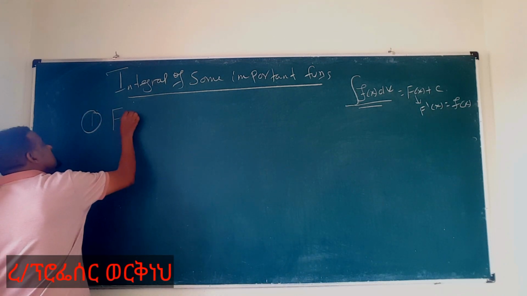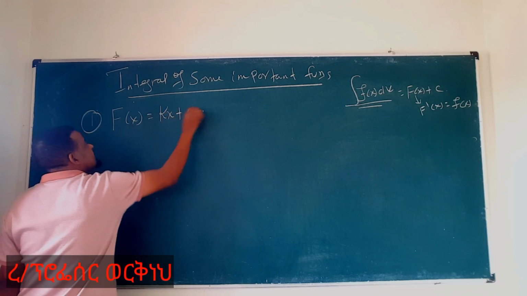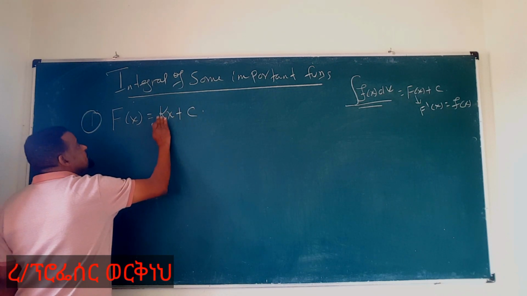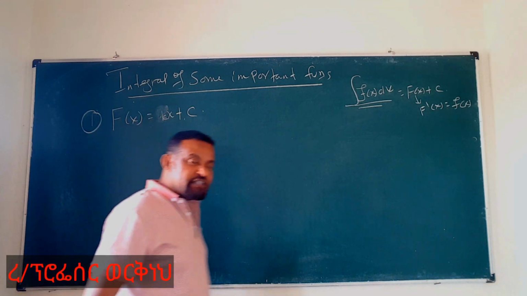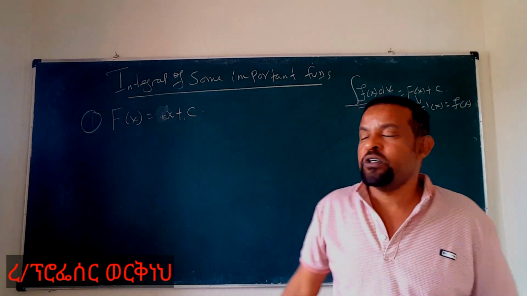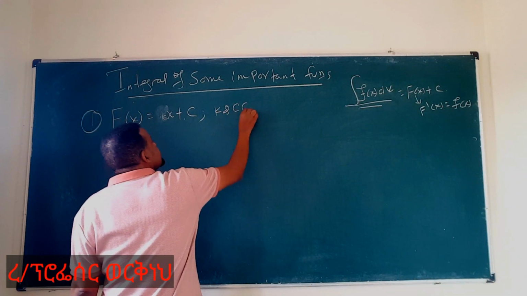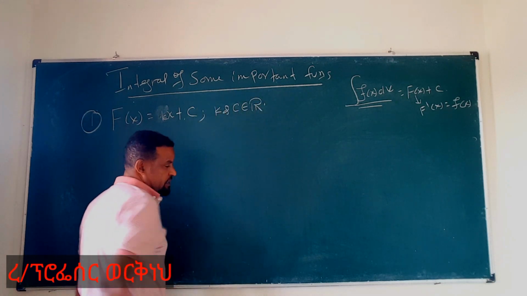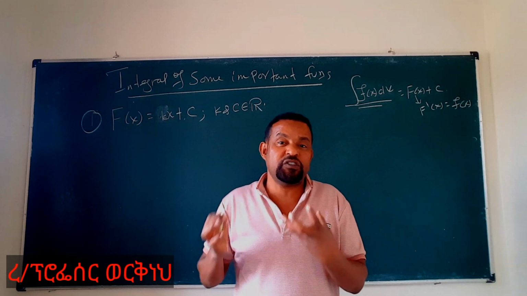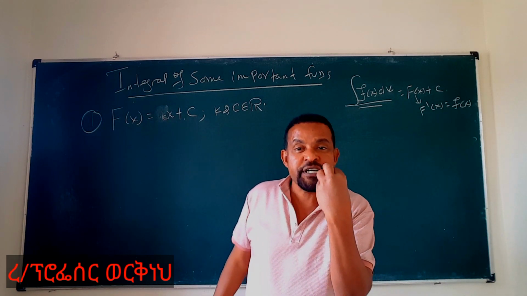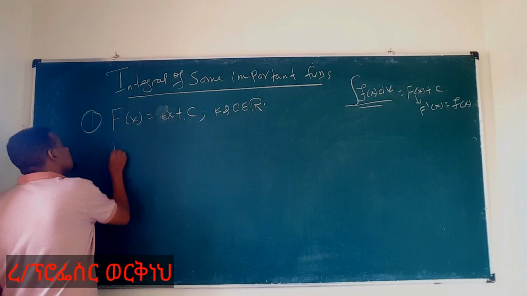Consider this function. Capital F of x is equal to kx plus c, where this k and c are coming from the set of real numbers. They are constants. We have considered the function capital F of x equal to small k times x plus c, where x is a variable. Now, let's find the derivative of this function.